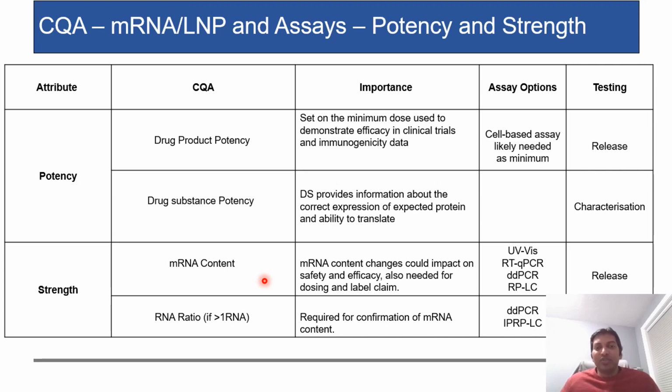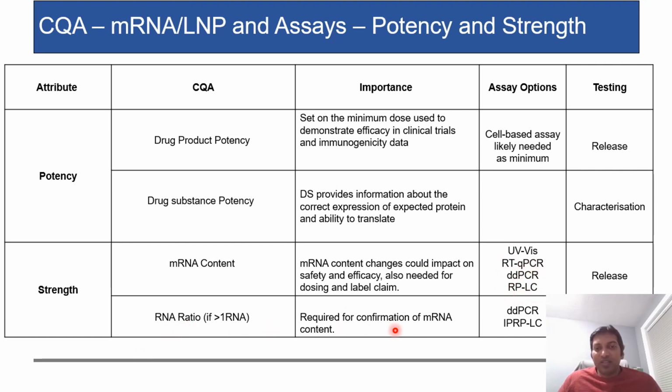So these are things we need to understand: how much mRNA can be packed, is the size of the mRNA, the length of the mRNA, playing a role in packaging. These can be identified through a regular RT-qPCR, ddPCR, or a reverse phase LC.